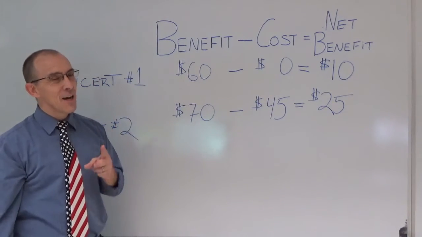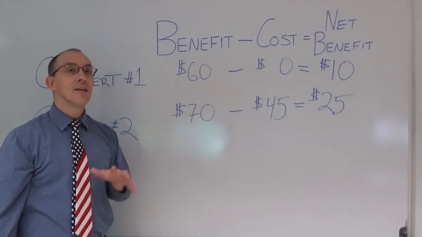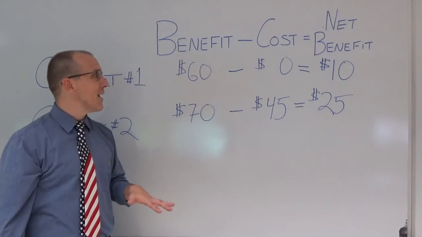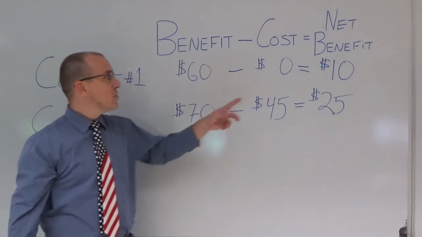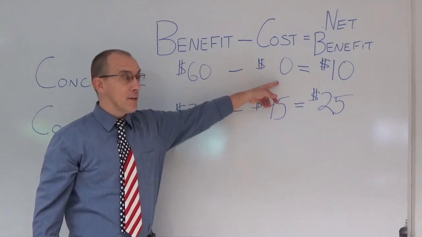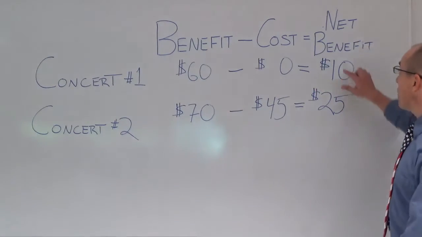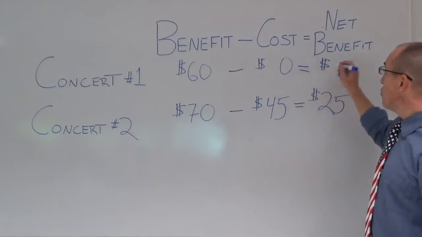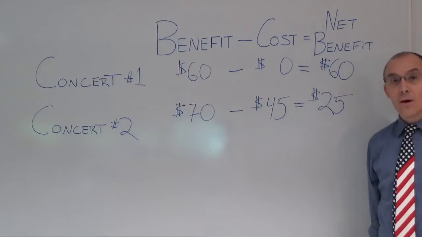I know you're thinking, I paid $50 for that, but that is gone. That's why it's considered a sunk cost. It's spilled milk. It's no longer worth what it once was. The only way that you can get anything for this is to go to concert number one. But check this out. Once you factor this in as having a cost of zero now, being free to you, check out what happens to the benefit. The benefit now is no longer $10. The net benefit is $60. There is no more cost. The net benefit of going to concert number one is $60.